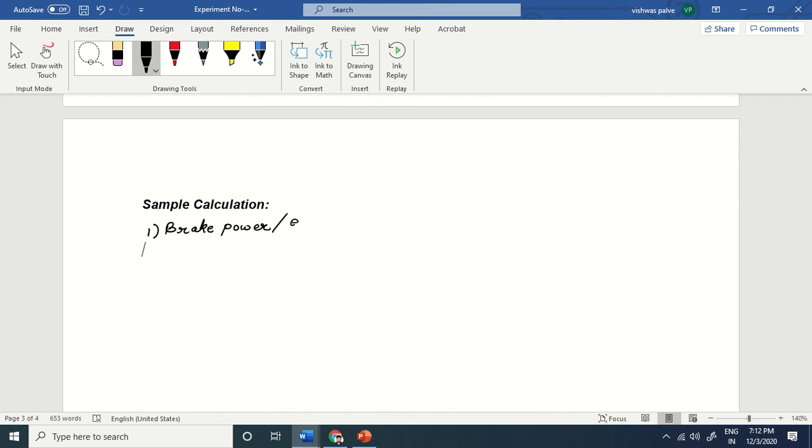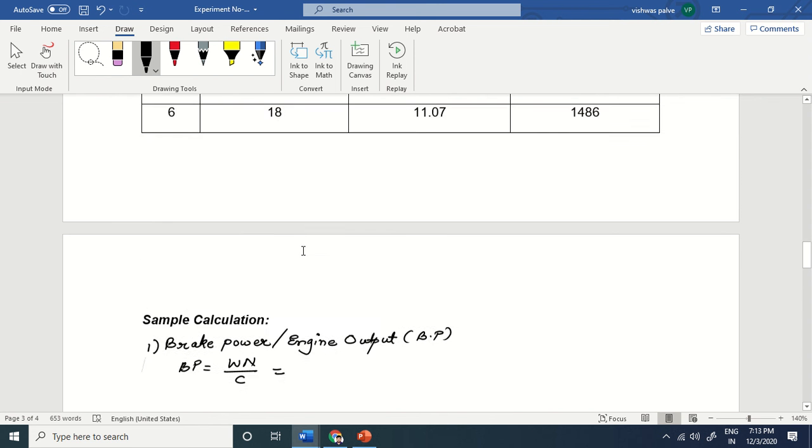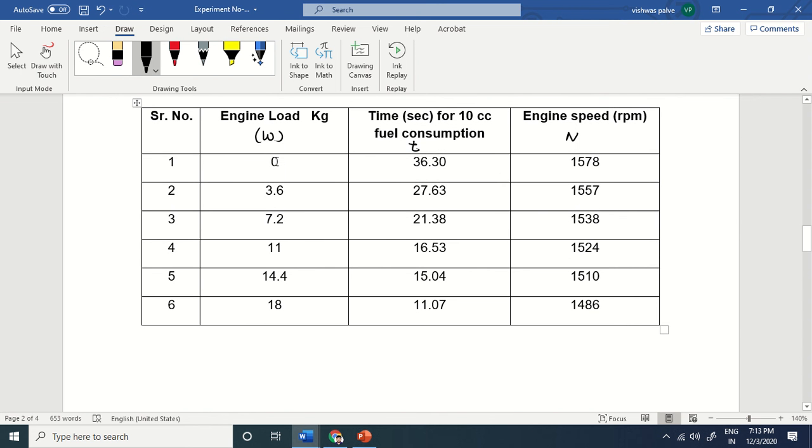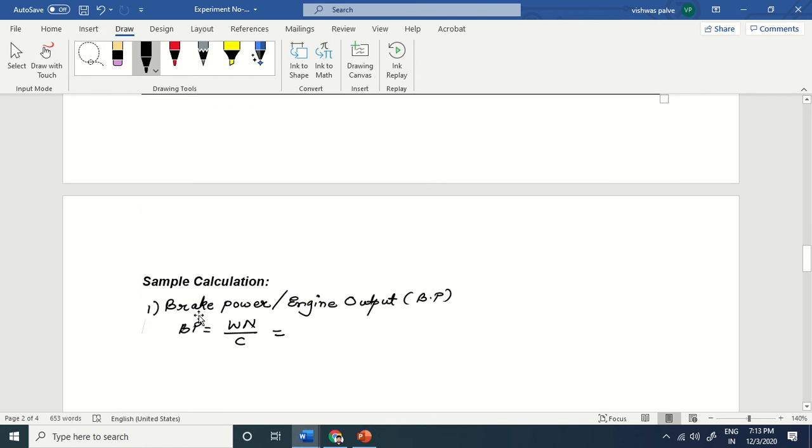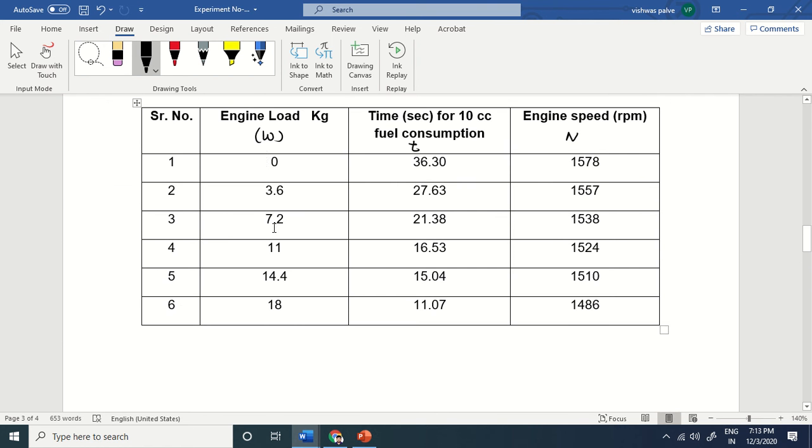It is also called engine output. The formula to calculate the brake power is W, the load on the engine, multiplied by N, the engine RPM, divided by C. For the first reading, the load on the engine is 0, so automatically the brake power will be equal to 0. So instead, let us do the sample calculation for the second reading.